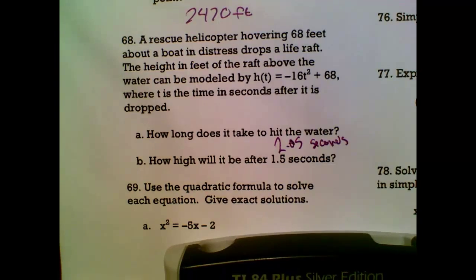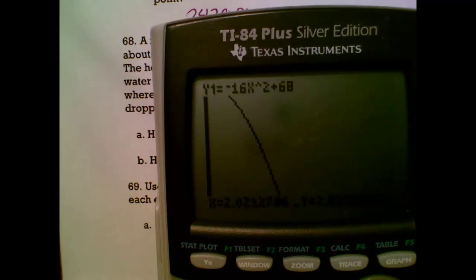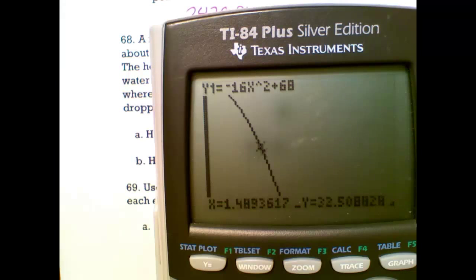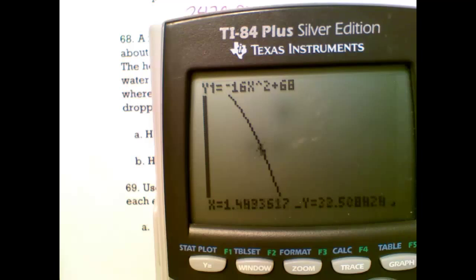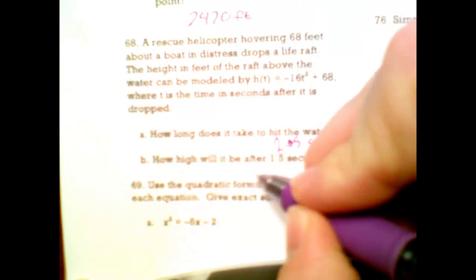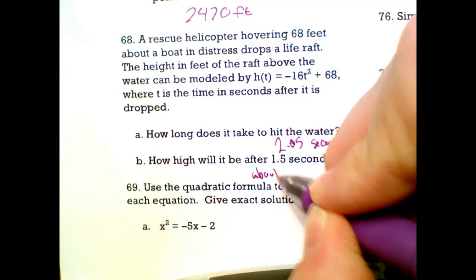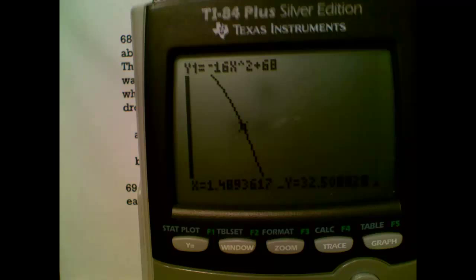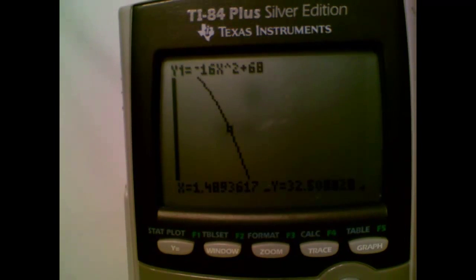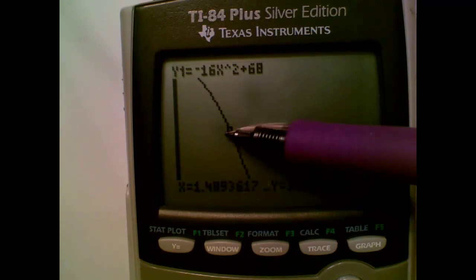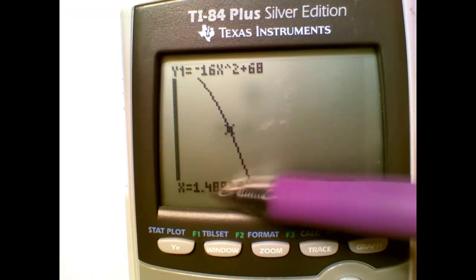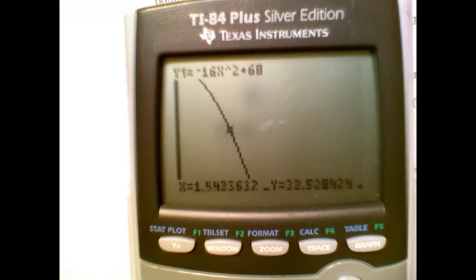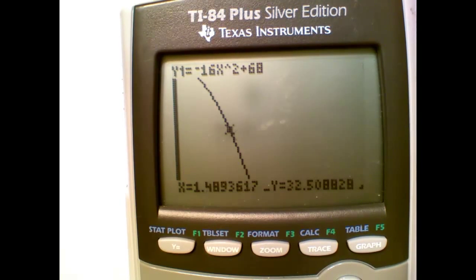And then how high will it be after 1.5 seconds? So let's just kind of work our way up to 1.5. It looks like it's going to be about 30 feet in the air. About 30 feet in the air. Now, if you need to be more precise on this graphing calculator, you would zoom in on this just to make sure. But I'm just guesstimating right now. Looking at this, at about 1.5 seconds, you're about 30 feet in the air when you go between this one and this one. Okay.